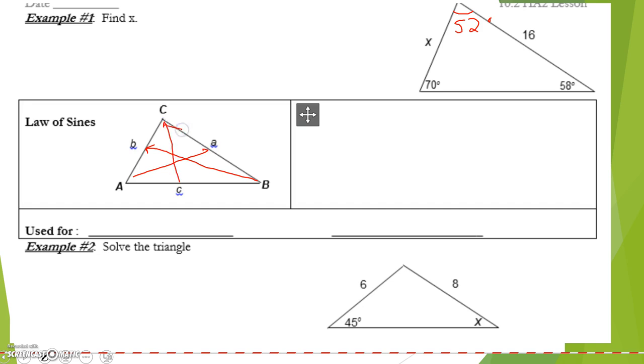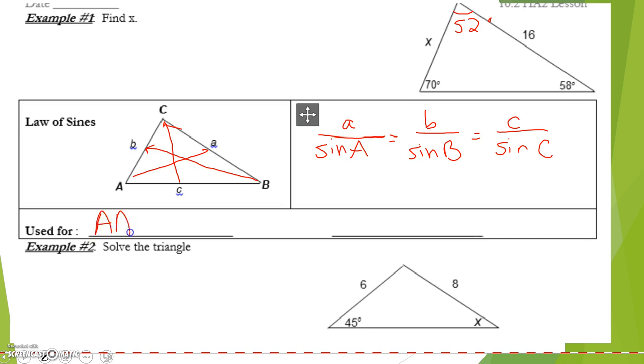Okay. And so the law of sines is that if you put side A over sine of angle A, so the angle across from it, that's the same as side B over sine of the angle B, which is the same as side C over sine of the angle C. Now, there are only certain types of triangles you can use it for. You can use it for angle, angle, side triangles and side, side, angle triangles.